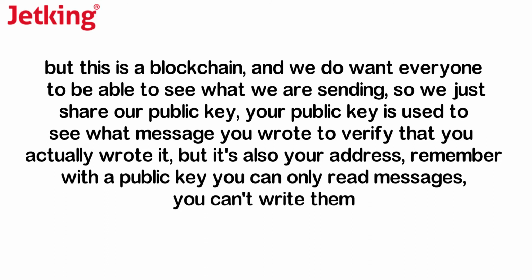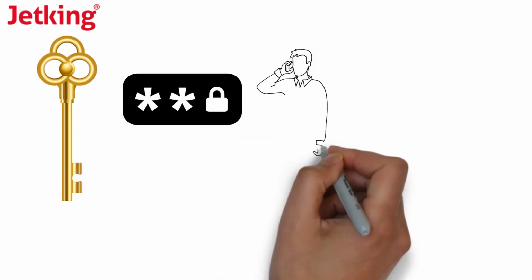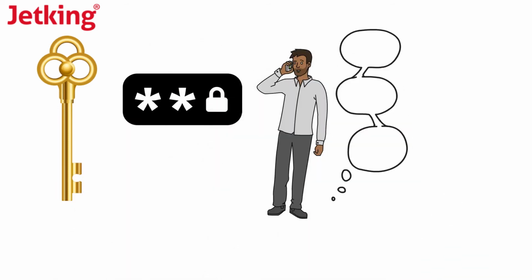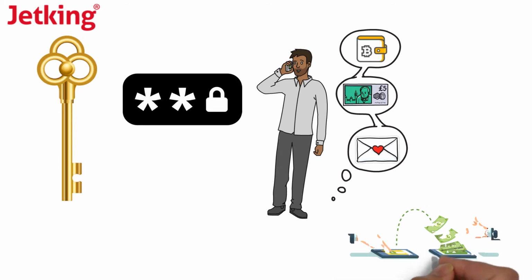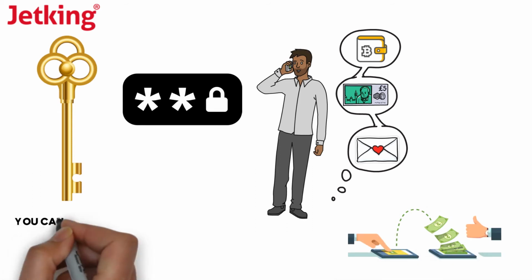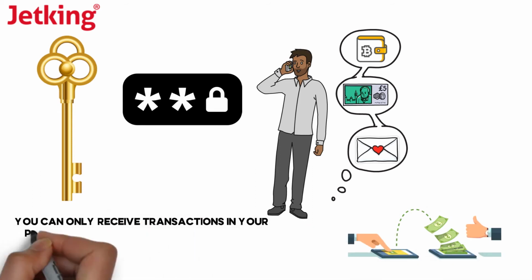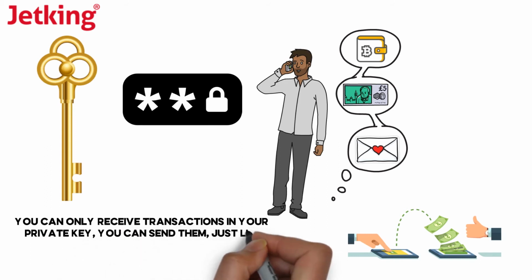Remember, with a public key, you can only read messages. You can't write them. So in this example, your private key is the password to your email. If you share this password, anyone can have complete and total access to your money. They can write love letters or send transactions as if they were you. With your public key, you can only receive transactions. With your private key, you can send them, just like the love letter analogy.